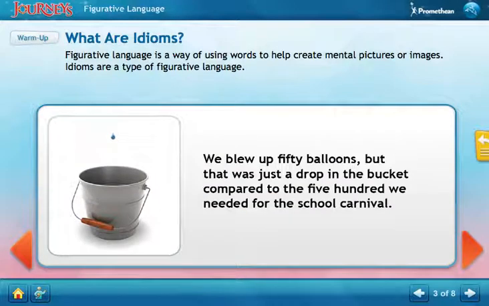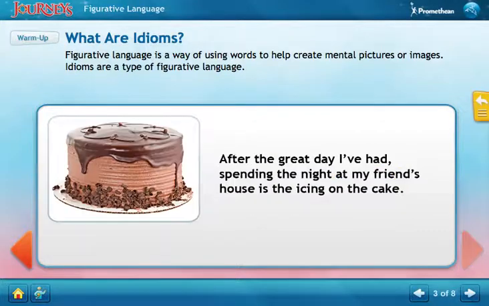"We blew up 50 balloons, but that was just a drop in the bucket compared to the 500 we need for the school carnival." The idiom here is "a drop in the bucket." Now look at that full bucket there, and you have one drop dropping in. You have a lot more drops to fill that bucket, and that's what this idiom means. Yes, we blew up 50 balloons, and it probably took a long time, but that's nothing compared to the fact that we need 500 of them. So, a drop in the bucket.